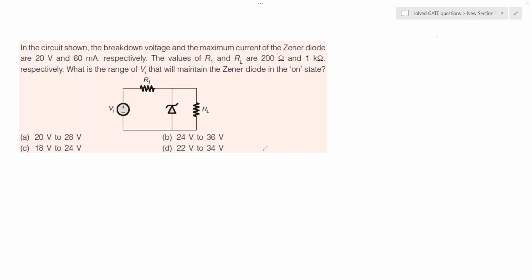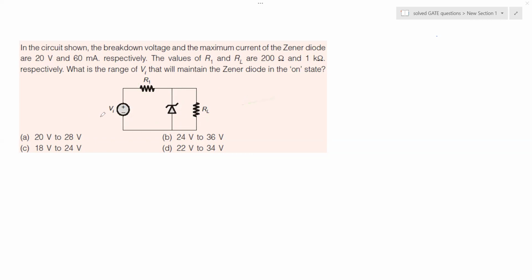Hello. So here is a very interesting problem that we want to solve. This problem is about analog electronics consisting of one diode and a couple of resistors and a voltage source. And if you specifically look at this diode, this is a special diode called a Zener diode.